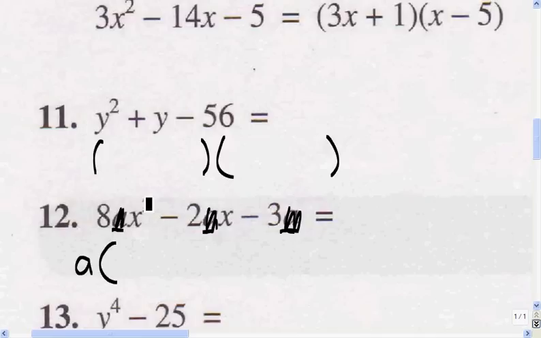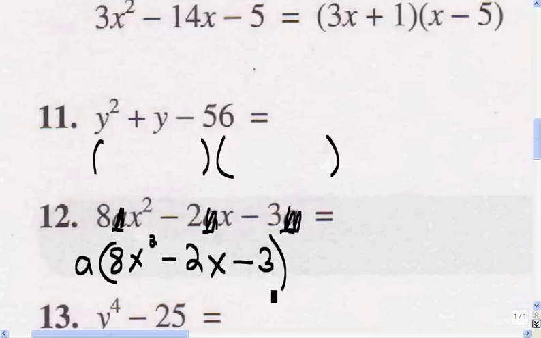So 1 times x squared is x squared. So I'm not going to write the A's anymore. But I can't just get rid of it, so I put the A on the outside. And then what I get on the inside of the parentheses is 8x squared minus 2x minus 3. Okay, and that's what I'm going to factor, but we'll do that in a minute.